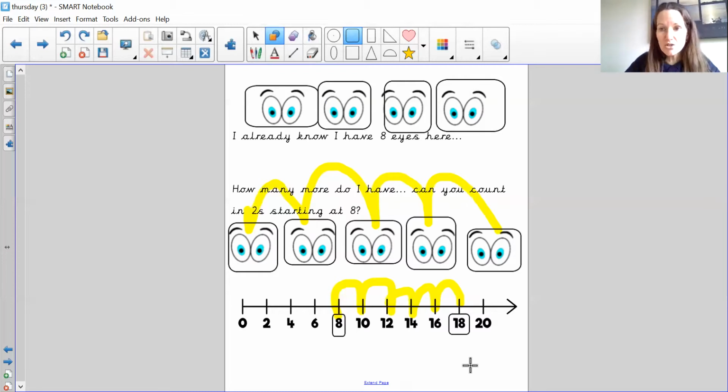So counting by twos is easier and it's faster if you're counting by twos, if you group them together. So let's count all together, starting at the beginning, counting by twos. So you can use the number line at the bottom to help you. Okay, you ready? 2, 4, 6, 8, 10, 12, 14, 16, 18.